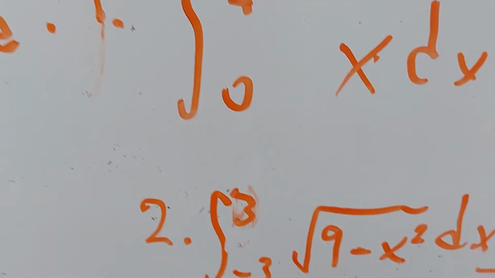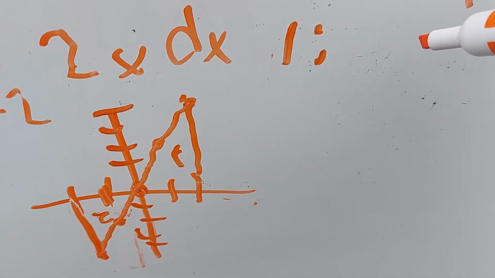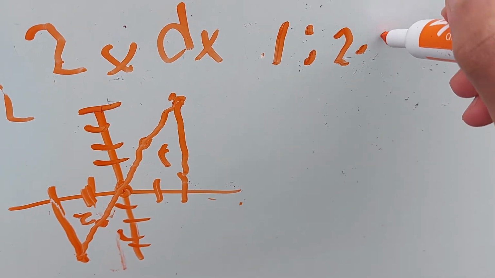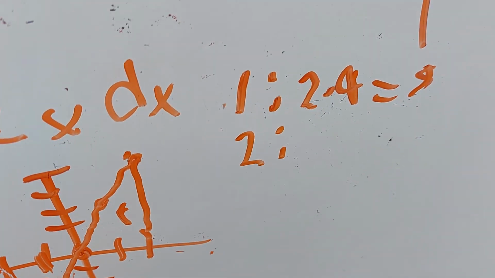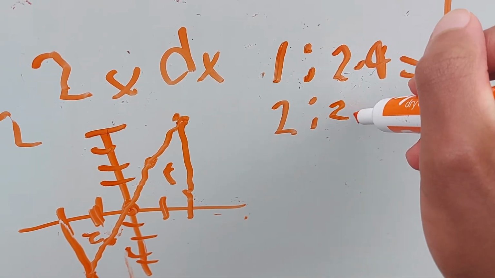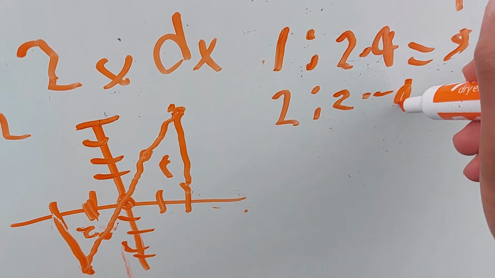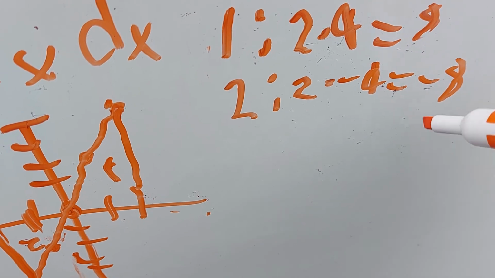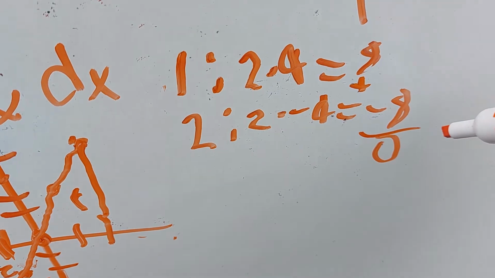And for number 1, the base is 2, and that'll be times the height of 4, which gives you 8. And for number 2, you have the same base, which is 2, but the height is negative, so it'll be -4, and that'll give you -8. And so now you add these together, and you get 0 as your net area.